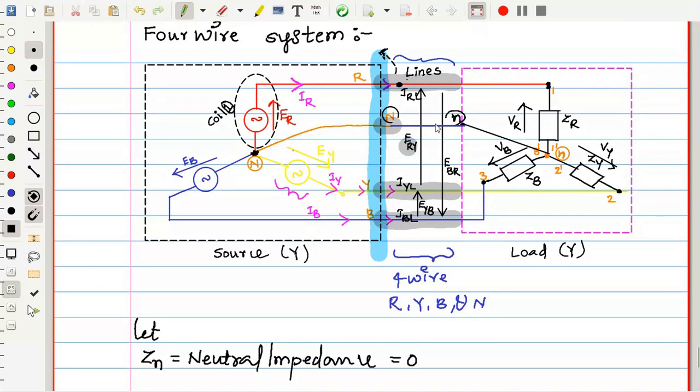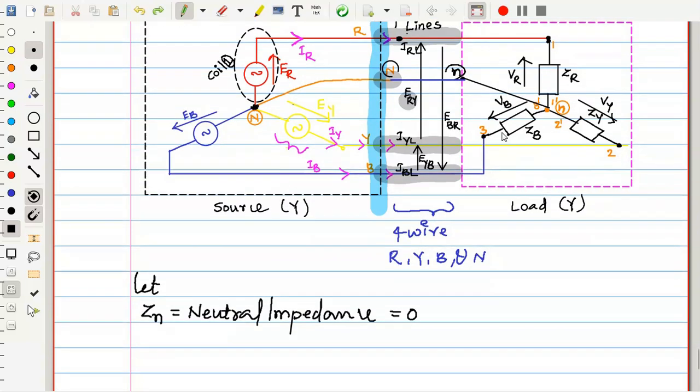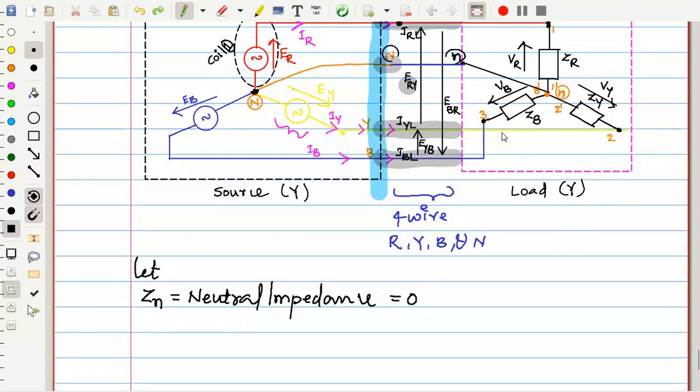What does it mean is that here there is no impedance. Generally we can assume some impedance here, but this impedance is not there. It is 0. That is one way. Or you can consider in another way that there may be impedance just like this phase impedance, but that is also not there. So this is one of the important assumptions, that neutral impedance is 0. With this, we will analyze this.